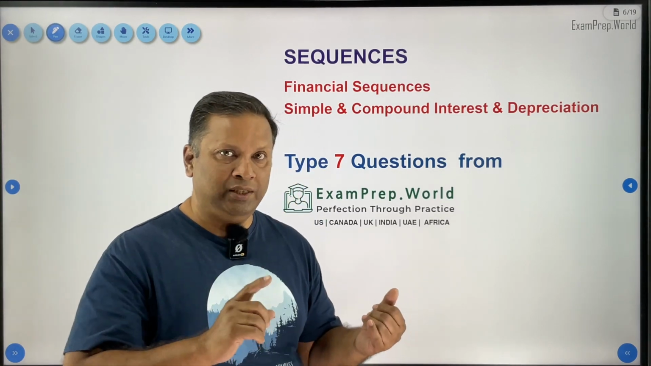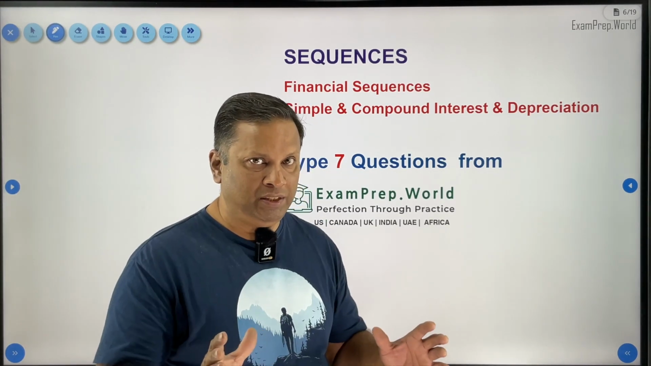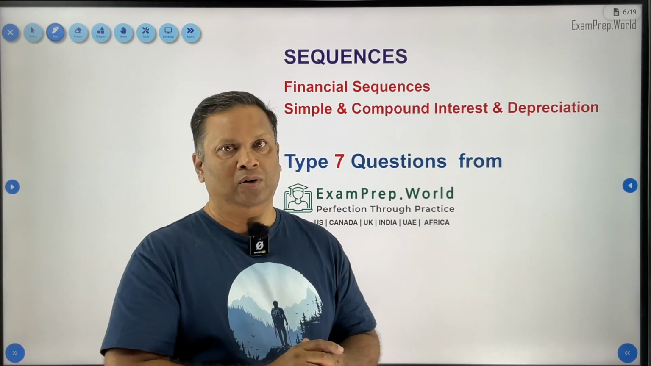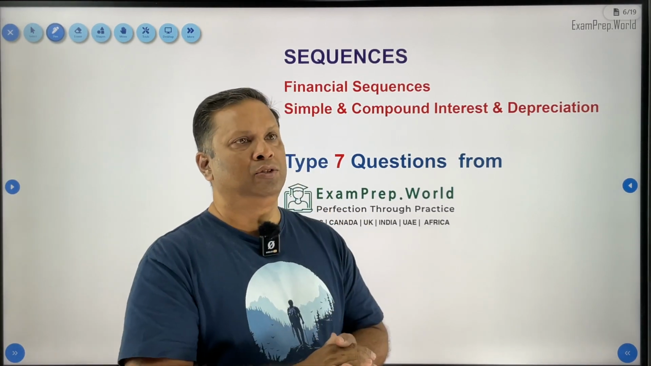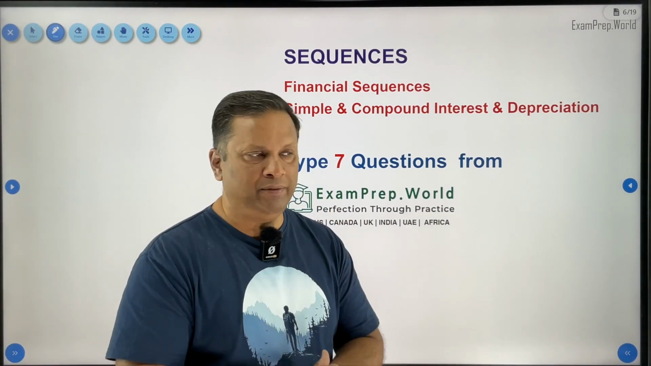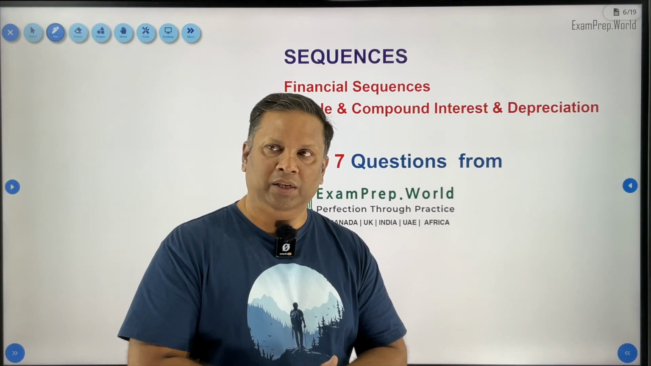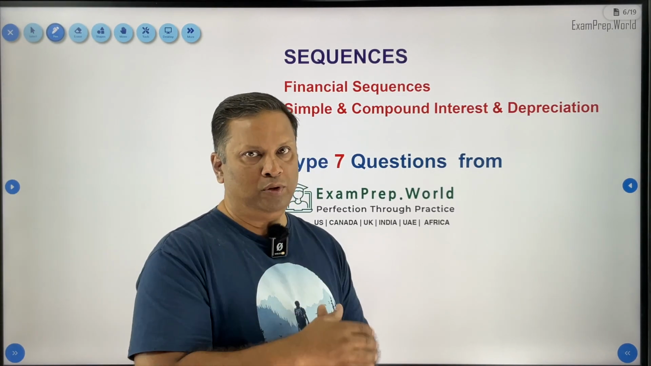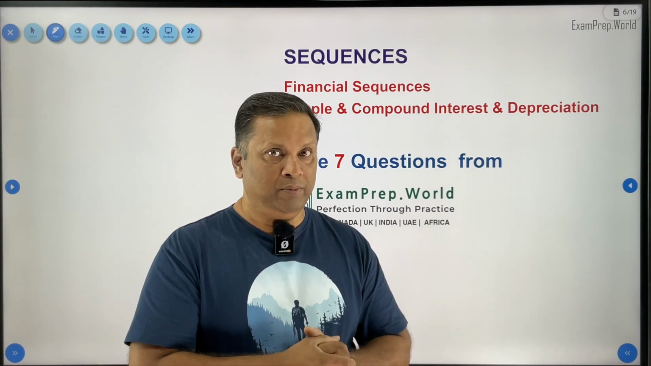Remember, simple interest is an arithmetic sequence because a fixed amount of interest gets added every year, or at the end of every period. Typically simple interest is given on a yearly basis. Every year a fixed amount of interest gets added to your principal amount. So it is an arithmetic sequence.